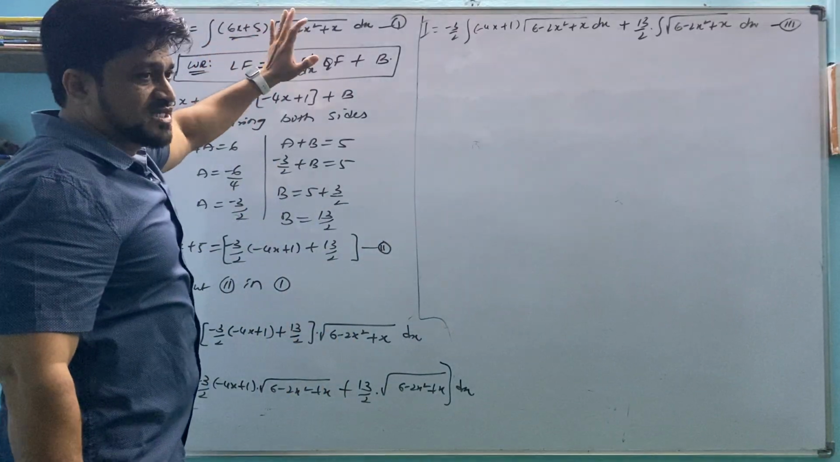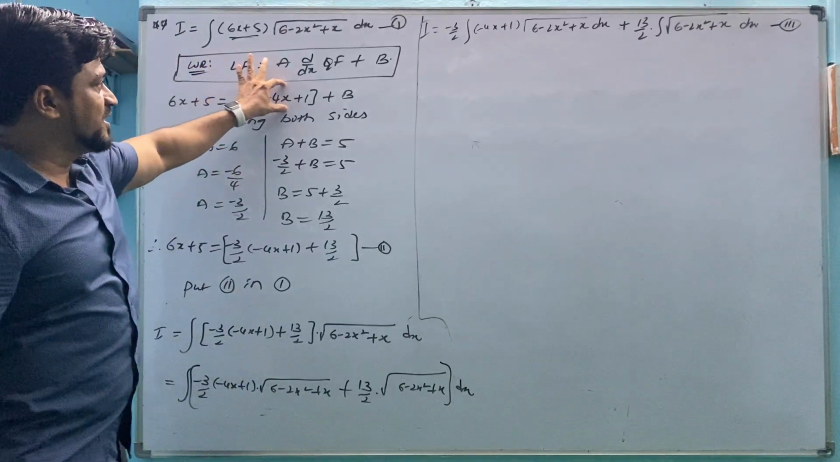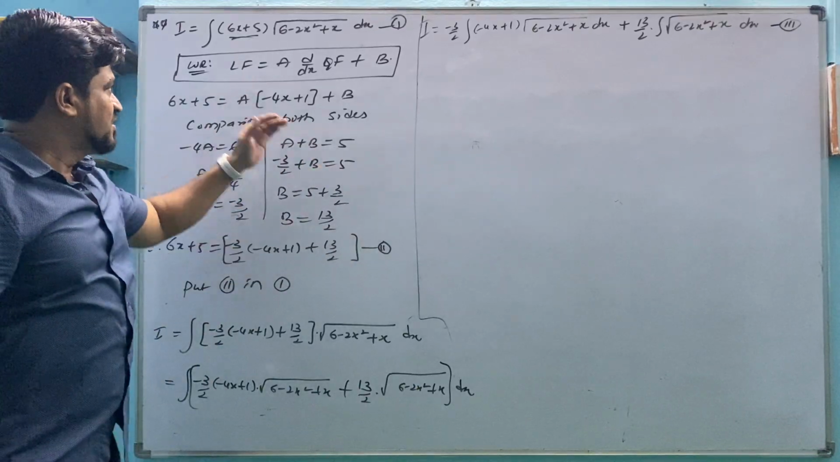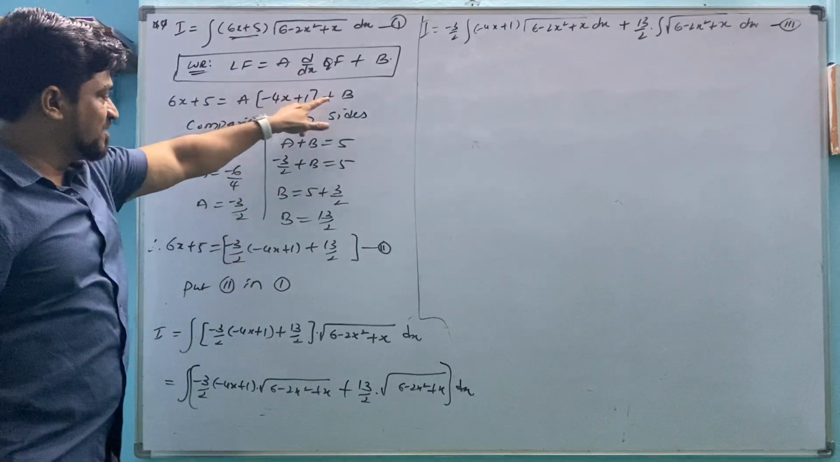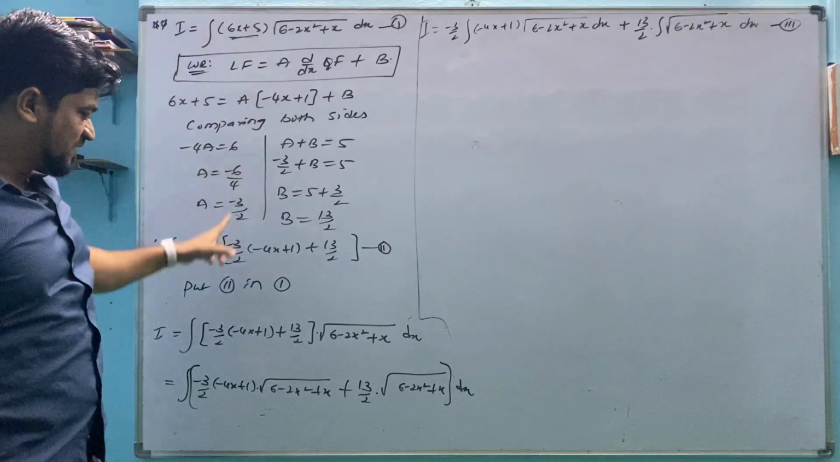Linear and quadratic is given under root. Linear function equals a into d by dx of quadratic function plus b. Solve and take this as equation 1. Once we get the a and b values, substitute them here. Take equation 1 in square bracket, substitute in the place of 6x plus 5.